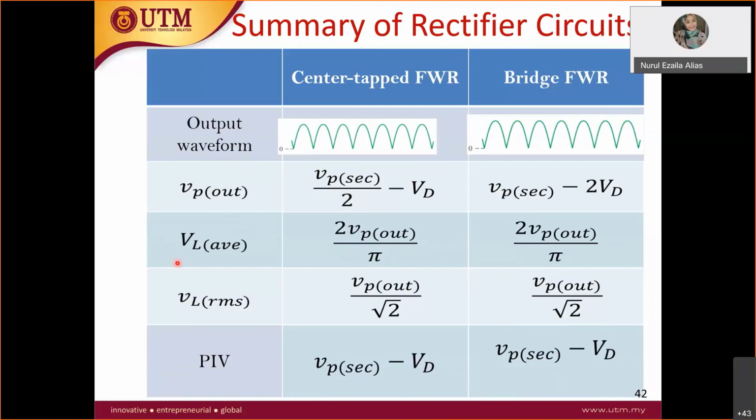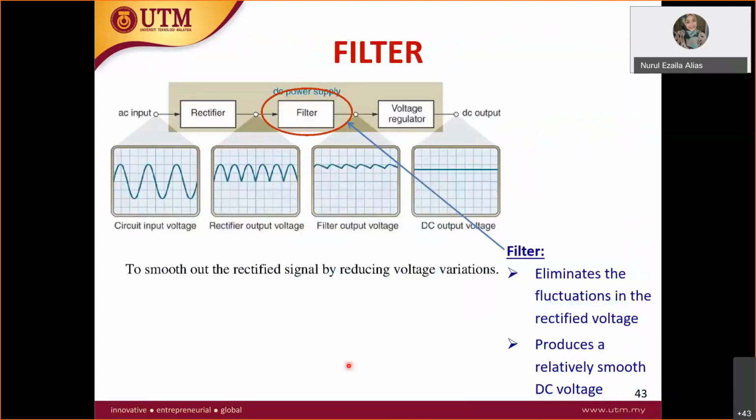Okay, so for the center type, the output waveform, of course, for a full wave rectifier, will be the same. For the V out, this is the formula. But I don't want you to memorize the VP out formula and so on. You need to understand how to do the KVL and so on. But you need to know the formula to convert between RMS and peak, and also for the PIV. Okay, next is filter.